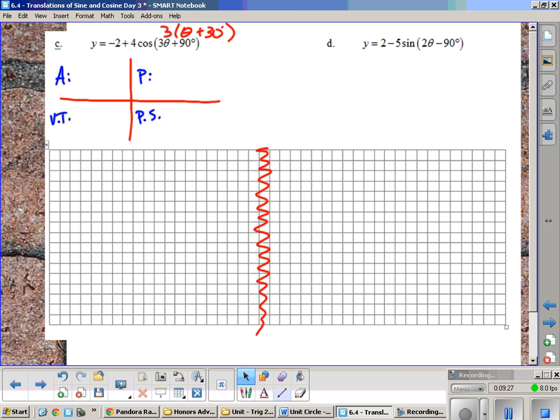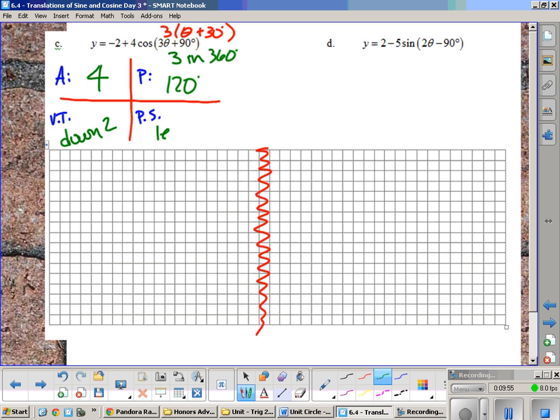All right, so your amplitude. Yeah, you in the back, what do you got? Good. Period: 3 cycles in 360 degrees, so our period would be 120. You're taking the 360 degrees and breaking it up among 3 people. Vertical translation, yeah, good, down 2. And your phase shift is left 30 degrees. So we're going to set this baby up.